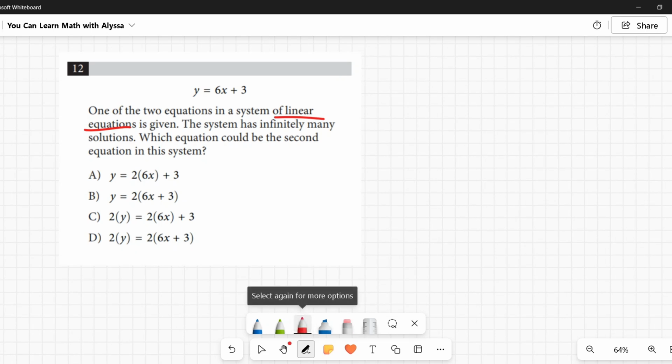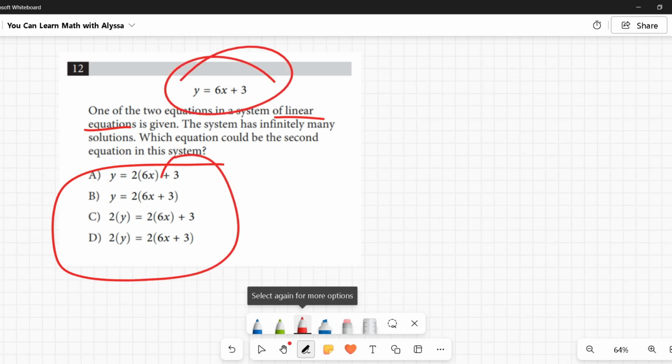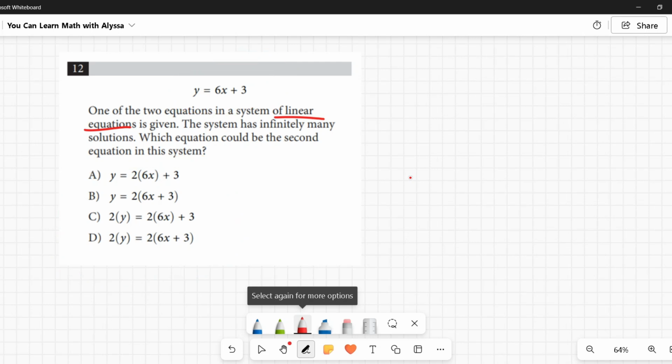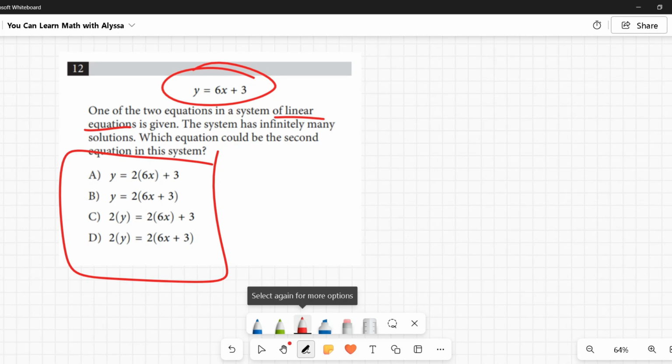So we need to look at these four and see which of these is the same as this one up here. Exactly the same as y equals 6x plus 3. Now, this is a very valid way to do it: you can put this in your graphing calculator, then put each of these four equations into your graphing calculator and see which one lines up directly over top of the first one. That is a valid method.